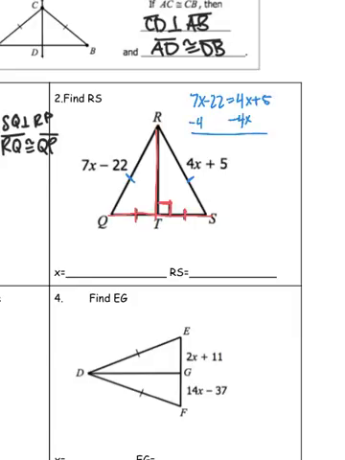Solve our equation. 3x minus 22 equals 5. 3x equals 27. X will equal 9. Then they want to know what RS is, so we plug that back in. 4 times 9 plus 5 gives me 36 plus 5, and that gives me 41.